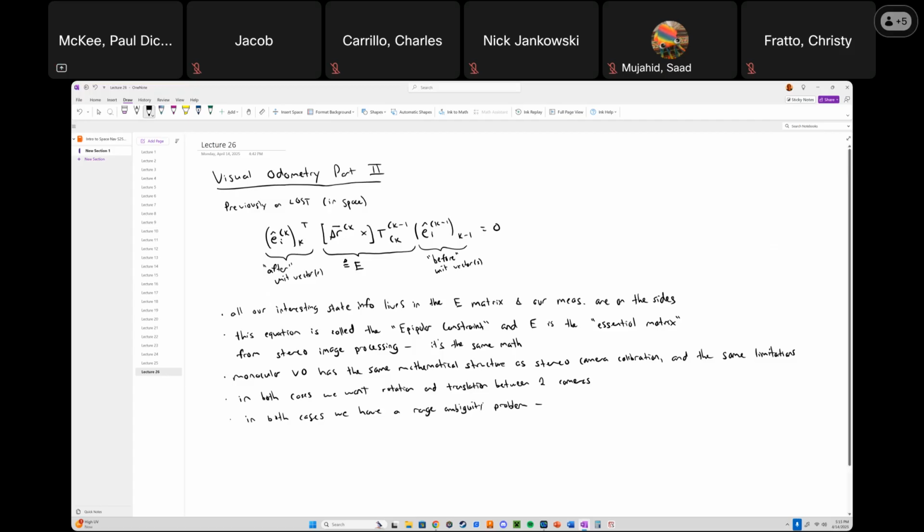Right. We can only find, and I kind of alluded to this last time too, the direction of motion, or I'll say the direction of delta R, not its magnitude.